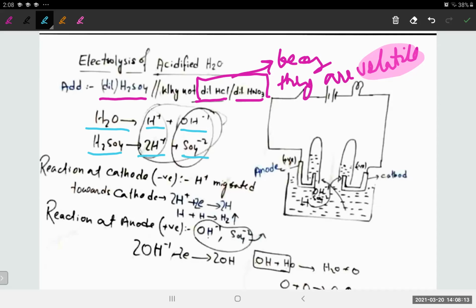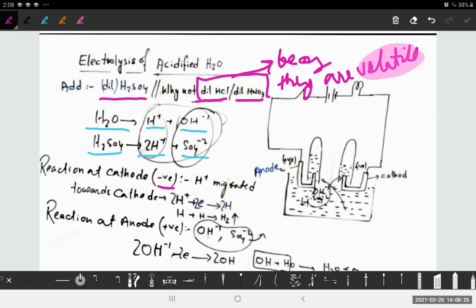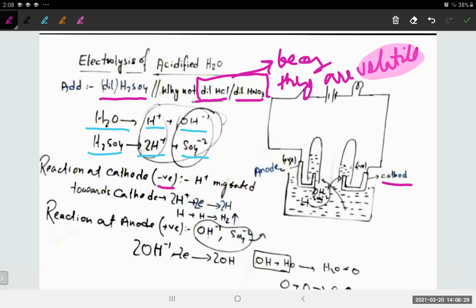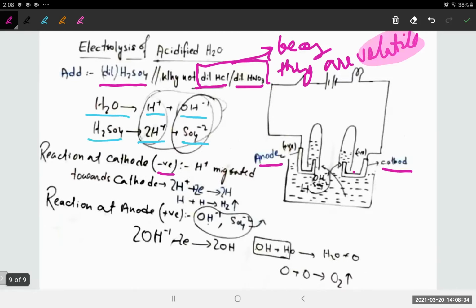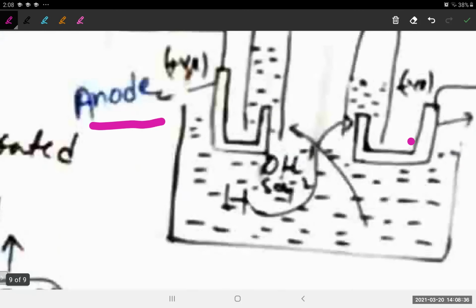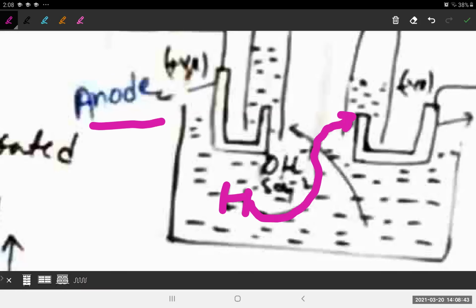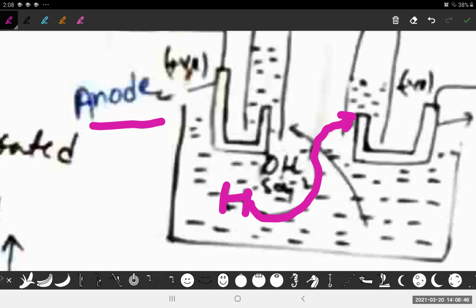So the reaction at the cathode, what will happen? The cathode is negatively charged, so the positive things will be attracted towards the cathode. This is the cathode and this is the anode. Inside this vessel we have this H. This H is positive, so it will migrate towards the cathode. The cathode is negative, so the positive will be attracted.